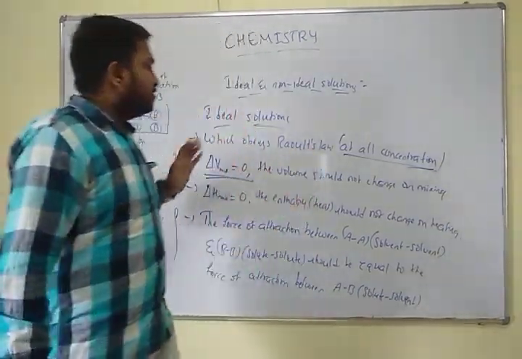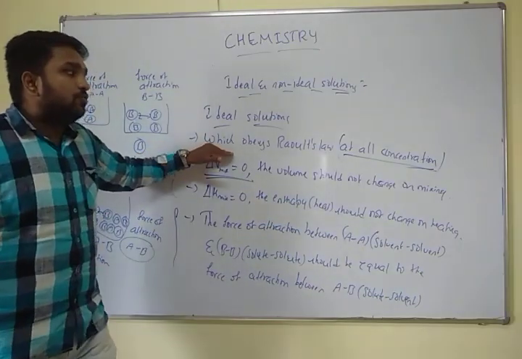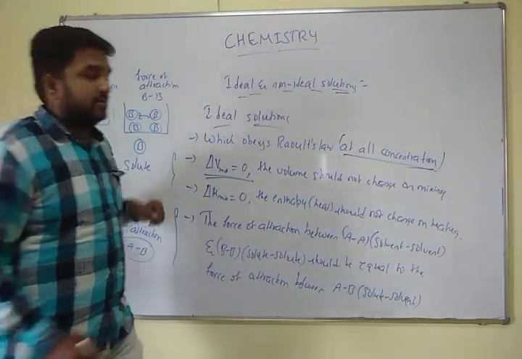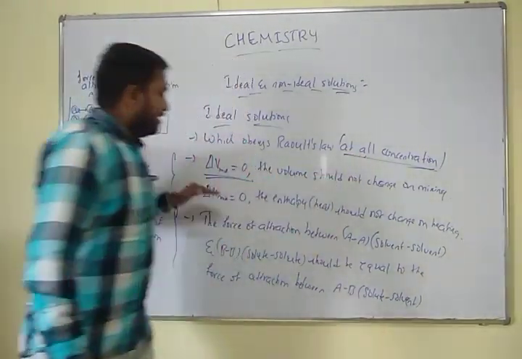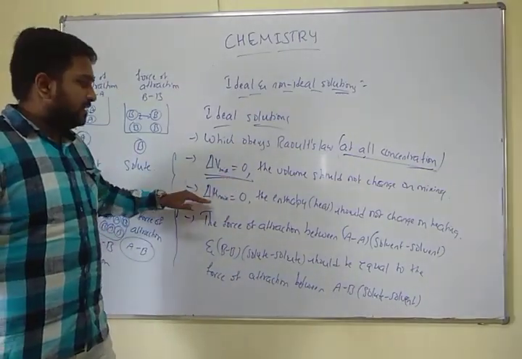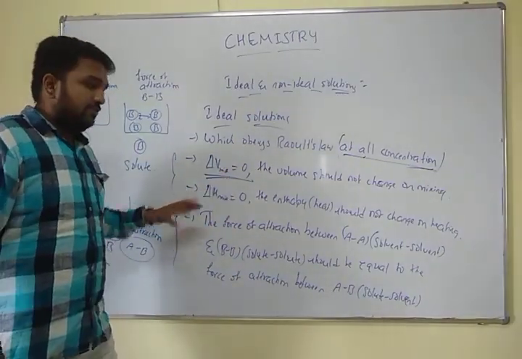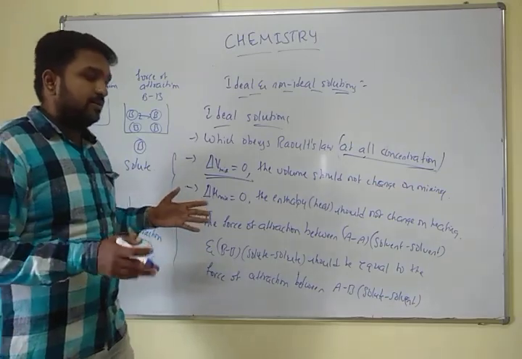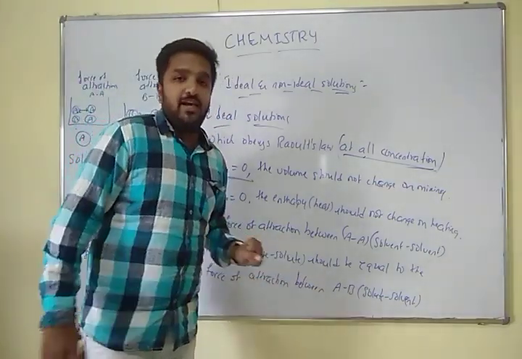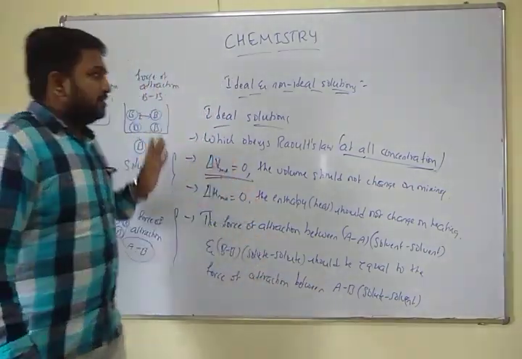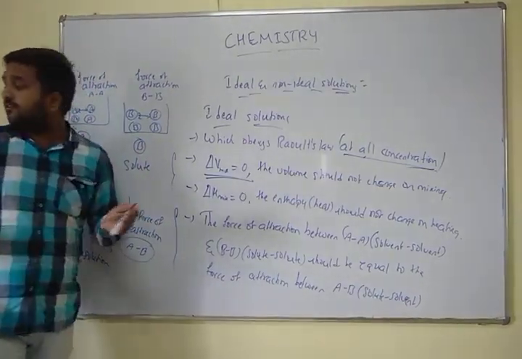So these are the four important characteristics. That means it has to obey Raoult's law in all concentrations. This is a very critical term. And delta V mixing should be 0, delta H mixing should be 0, and the force of attraction between solute and solute, solvent and solvent should be equal to the force of attraction between A and B, that means solute and solvent. So these are four characteristics of ideal solution.